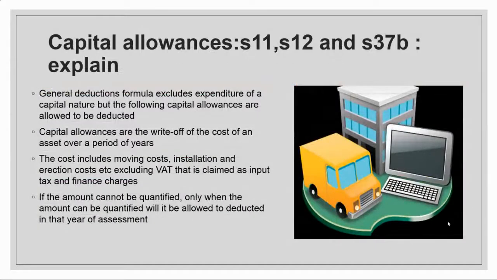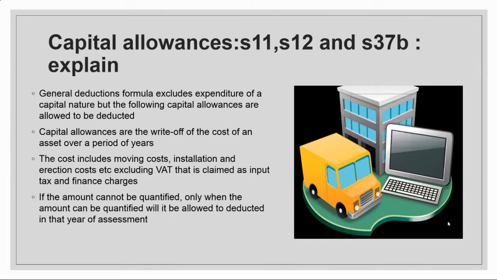So if we look at capital allowances, it is broken down in Section 11, which is your wear and tear allowances, Section 12, as well as Section 13. Now, normally you would start off with your general deduction formula, and that would exclude any items which are of a capital nature. That is why SARS then brought in these specific section numbers to allow you a deduction for the use of these capital assets in your business.